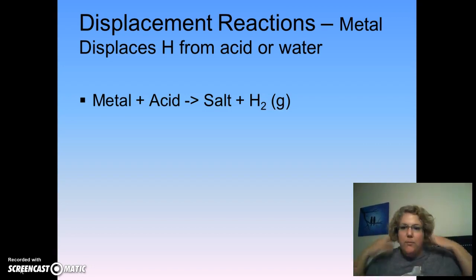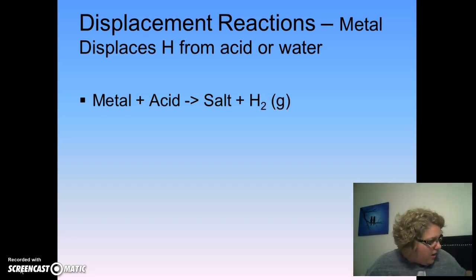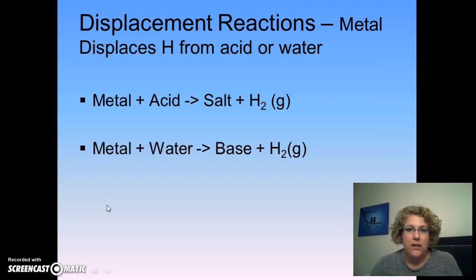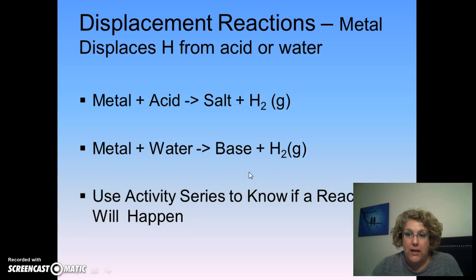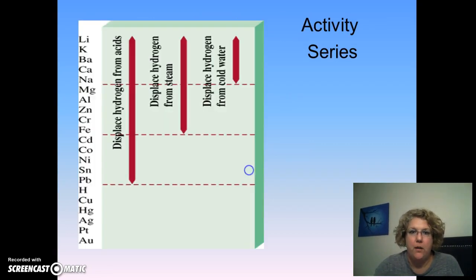Alright, so certain metals can kick out hydrogen from an acid, and certain metals can even kick the hydrogen out of water, and instead of forming a salt, you'll get a base and hydrogen gas. Now, how do you know if this is going to happen? Well, that is what the activity series is for.